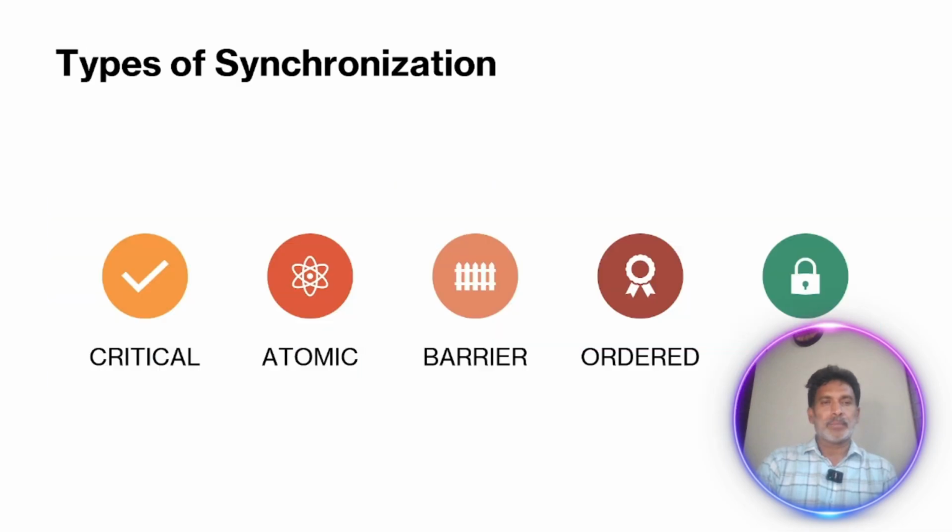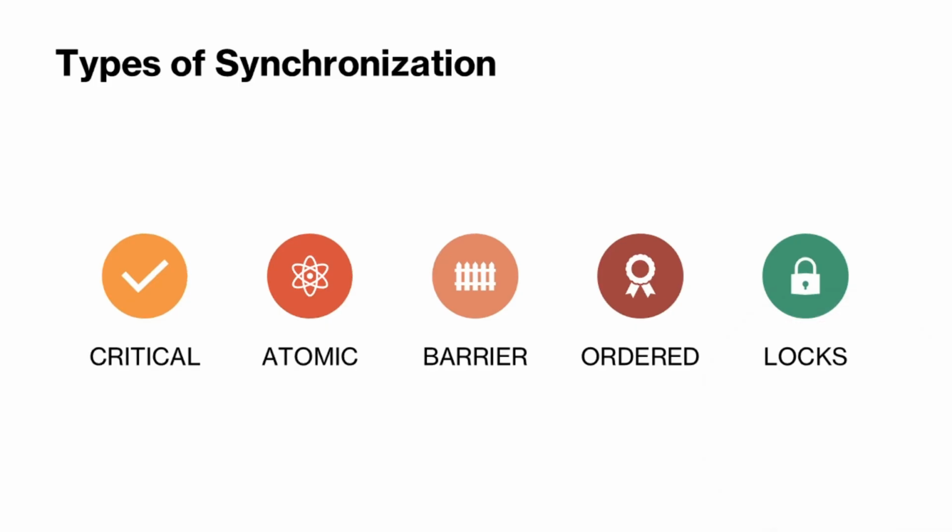And if you look at the types of synchronization, OpenMP provides several synchronization constructs. The critical construct ensures that only one thread at a time executes a block of code, and this is used to protect shared resources. It prevents race conditions and is mainly suitable for complex operations involving multiple statements.